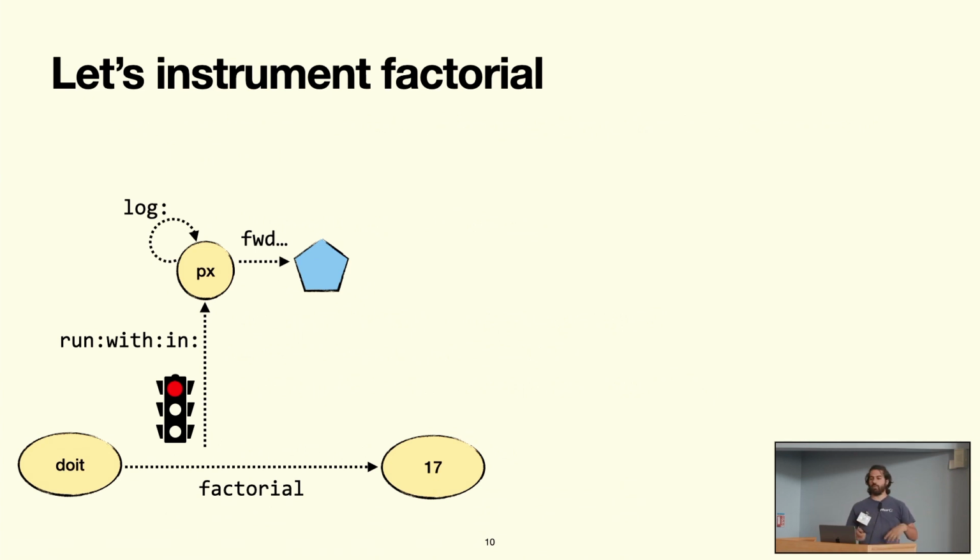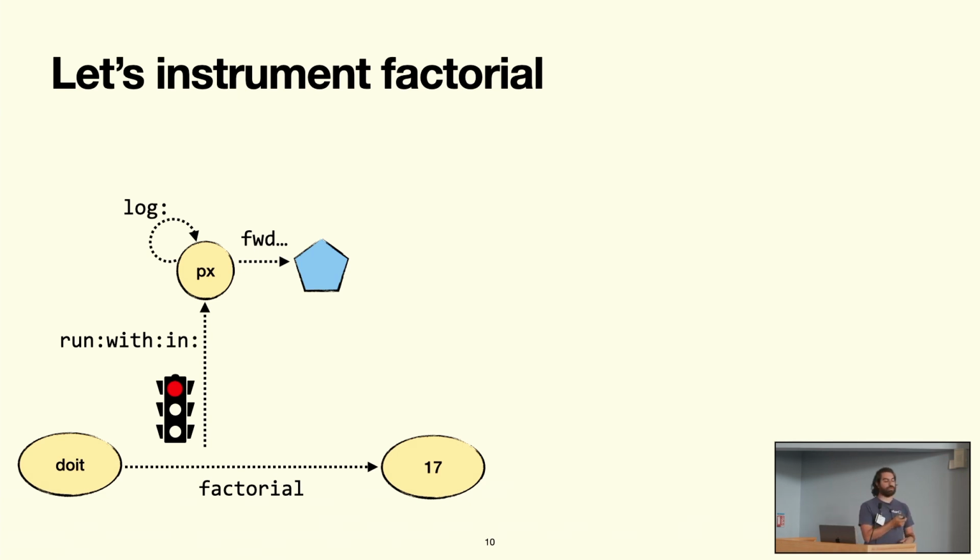So imagine that we want to instrument factorial. I chose factorial in a completely arbitrary way because everybody here knows factorial, and I don't have to explain it to you. So what's happening here is that we have a doit, and the doit is going to send factorial to some object. So, 17.